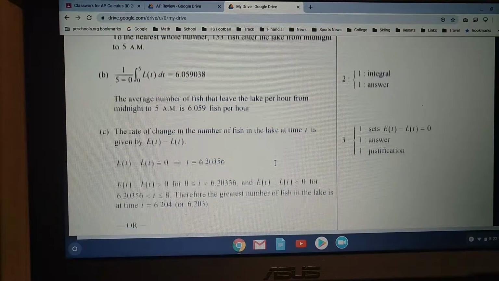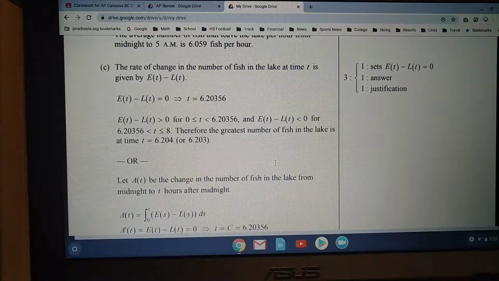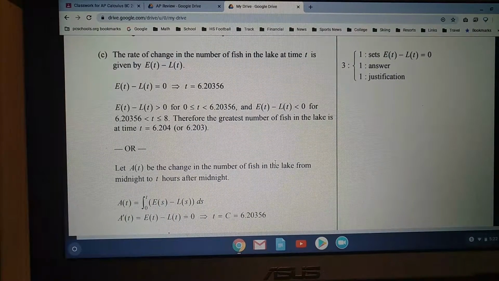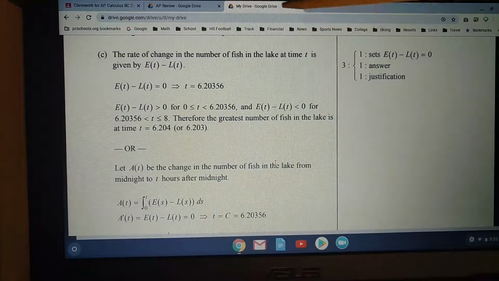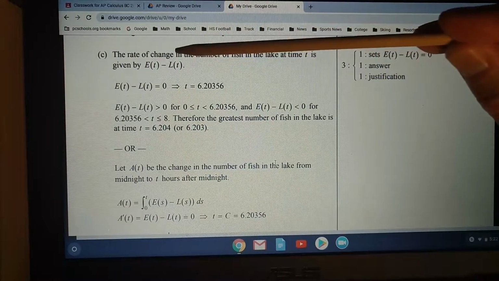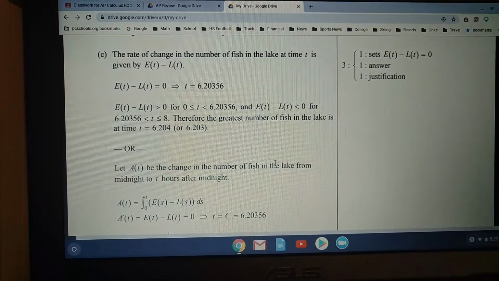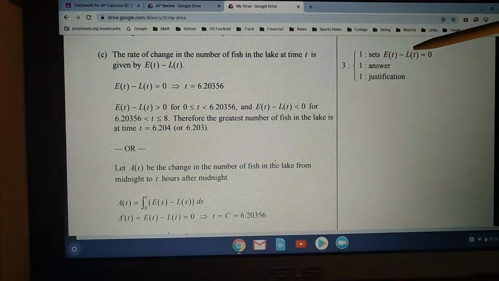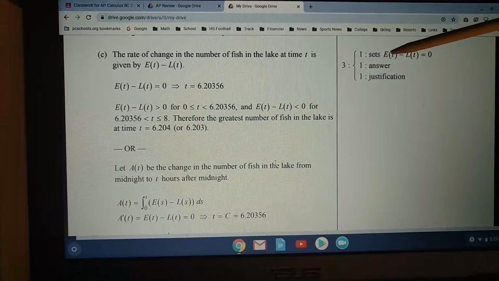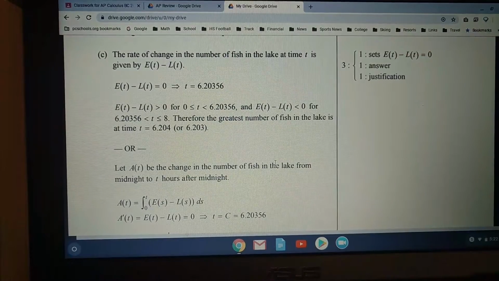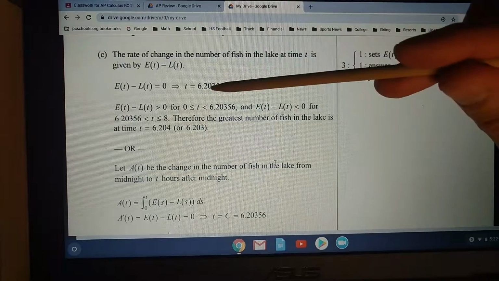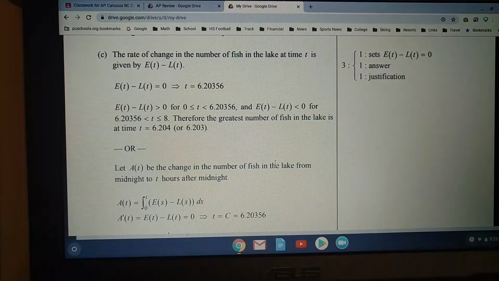For part C, there's a couple of ways you could have done it. So we'll talk about the first way first. The first way to do it is to understand that you must look at the two rates. If you either look for where the difference between the two rates is 0, or you look for where the entry and the exit rate are equal, either way gets you a point. Then if you calculate the time when that happens at 6.204, you get a second point.